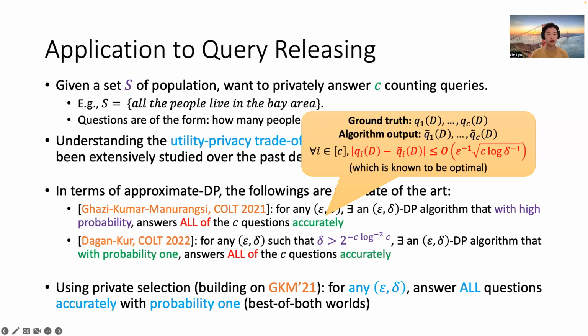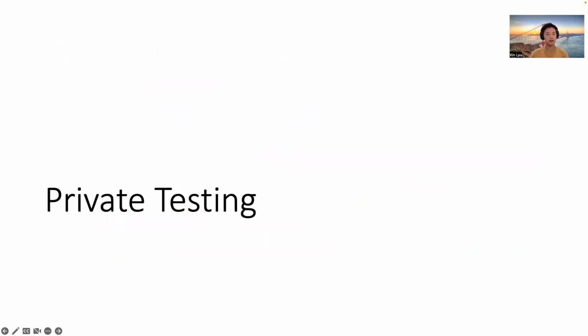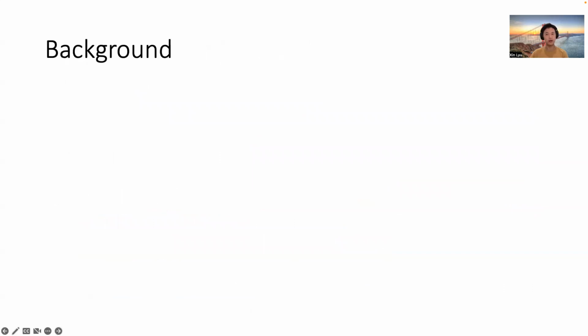And that's all I want to say about private selection. Let's move on to the private testing part. Here we have an even more interesting background.